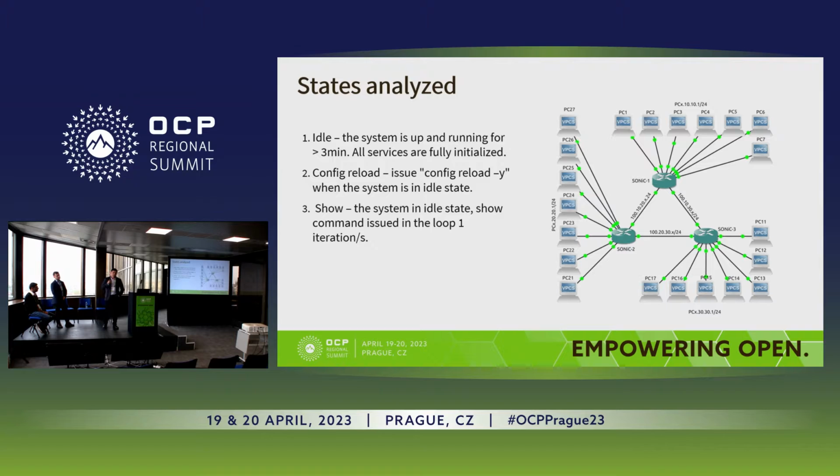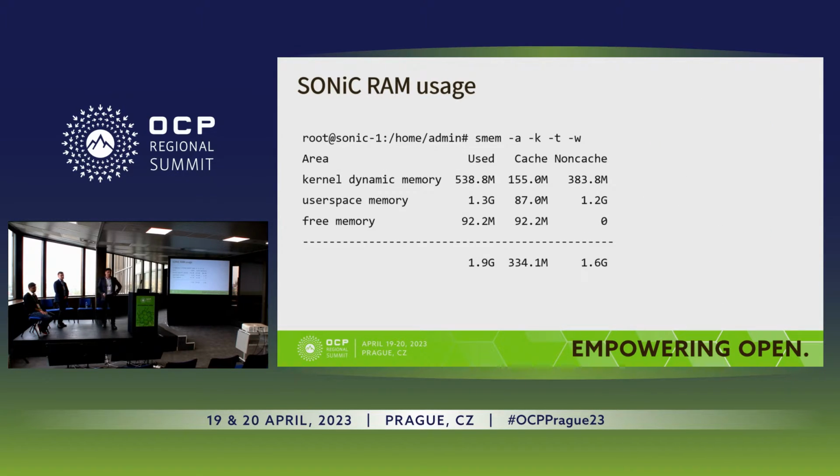What's important as well is user experience. When you SSH to the box and want to configure something, you should be confident that commands will be executed in a sufficient amount of time. When we did the very first measurement of RAM, we realized that almost 2 GB of RAM is utilized, mostly by user space applications, and some by kernel dynamic memory.